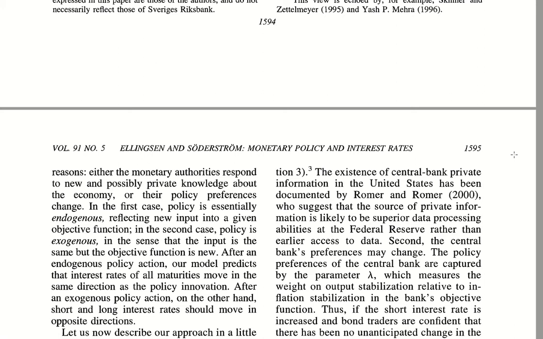In the first case, policy is essentially endogenous, reflecting new input into a given objective function. In the second case, policy is exogenous, in the sense that the input is the same but the objective function is new. After an endogenous policy action, our model predicts that interest rates of all maturities move in the same direction as the policy innovation. After an exogenous policy action, on the other hand, short and long interest rates should move in opposite directions.